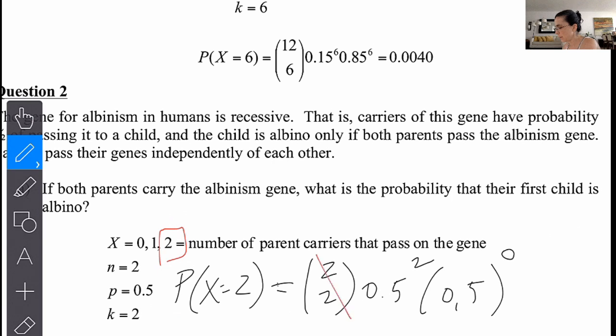This will be 1, as discussed yesterday. The number of ways of seeing 2 things out of 2 is 1. 2 successes out of 2 is 1 way. And then anything to the power of 0 is also 1. So all we have to do is figure that out. Okay, 0.5 squared, which is 0.25. Very good.